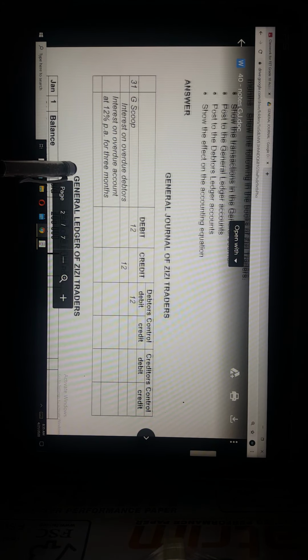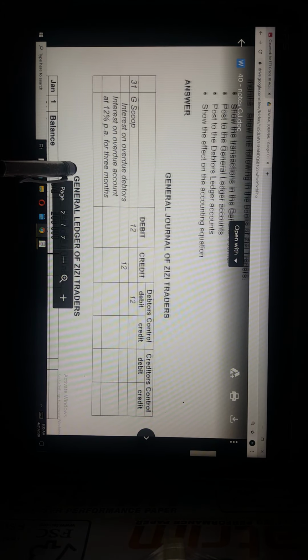What we've done, and I showed you the T accounts, is we debited our debtor, G Scoop, with the amount of interest we calculated for 3 months, which is 12 Rand. So you're putting 12 Rand in your debit. Then we credited interest on overdue debtors, and we put in 12 Rand credit. So the debtor got debited and the income got credited. We write it like that: the one you write first is debit, you skip a space and show that the next one is credited, and you put your amount in the debit column and the credit column.